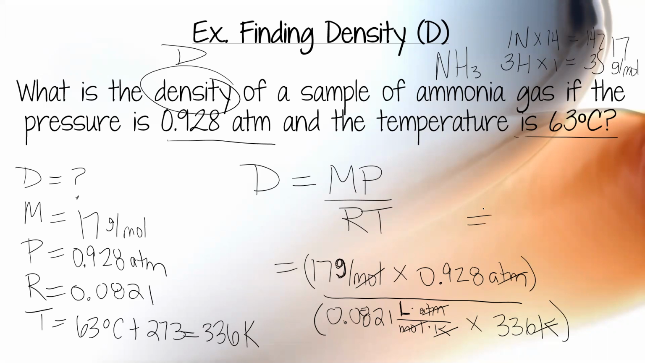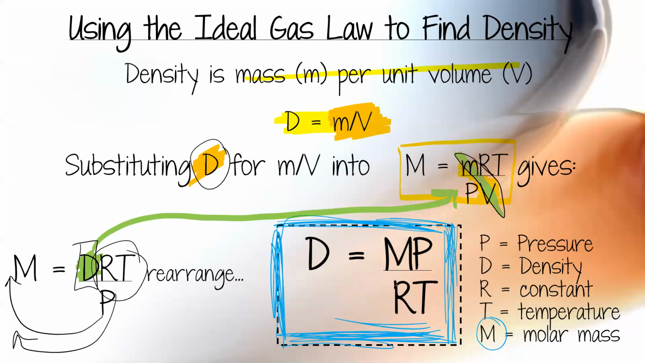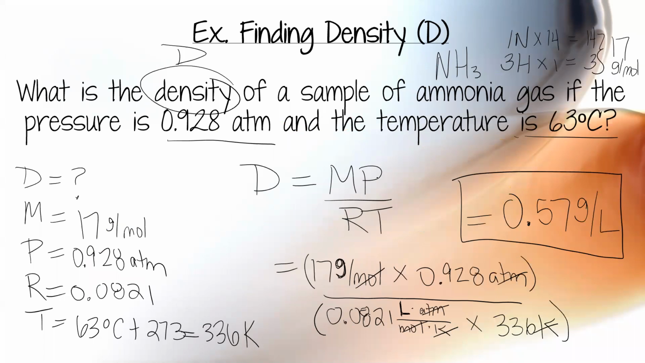All right, so throwing all that math in my calculator, I would get a density of about 0.57 grams over liters. That's how I got the grams over liters. All those units canceled out. Okay, so that is finding density. Once again, if this was complex for you, I at least need you to know this equation, and then you just plug it in.